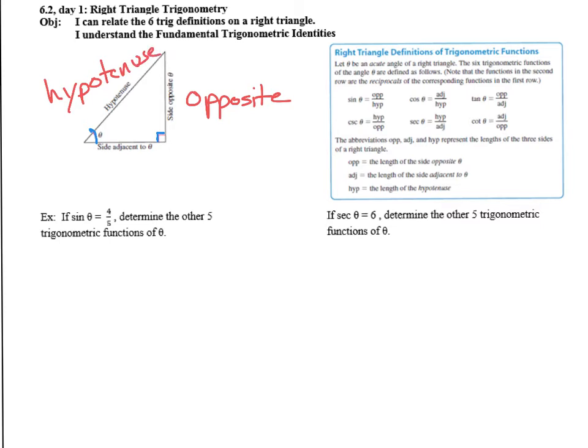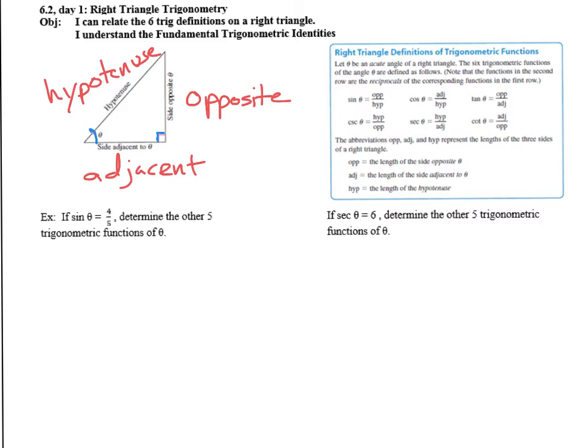Hypotenuse is always your longest side. It's always opposite the 90-degree angle, okay? Again, I know these labels are there. I'm just making sure they're big and obvious and easy to read. Okay, there's adjacent, which basically means next to, okay?